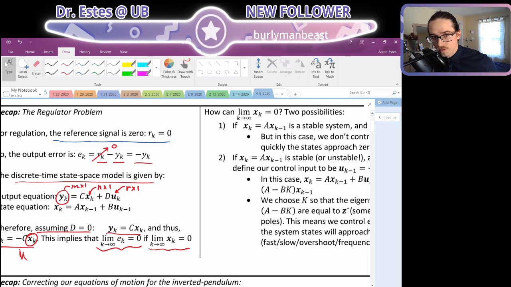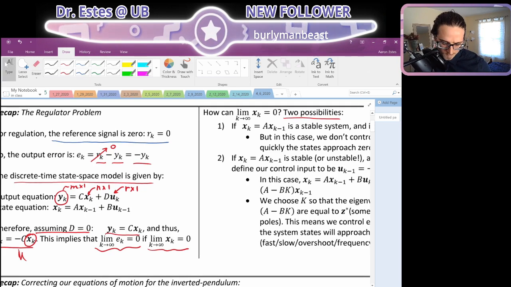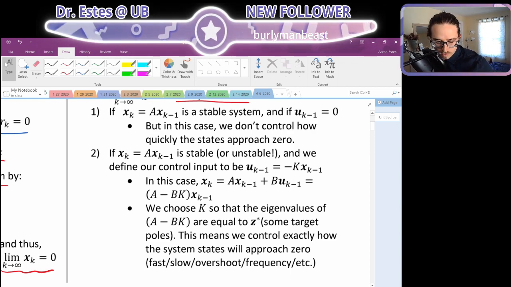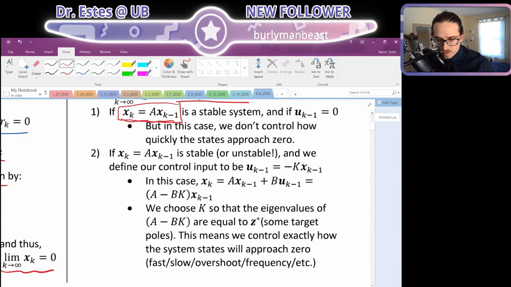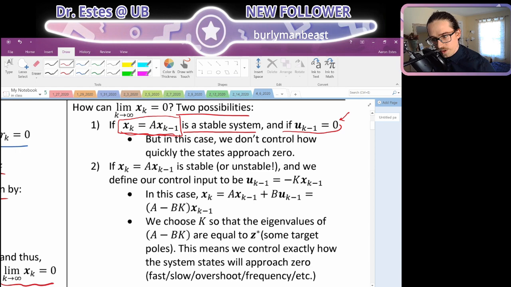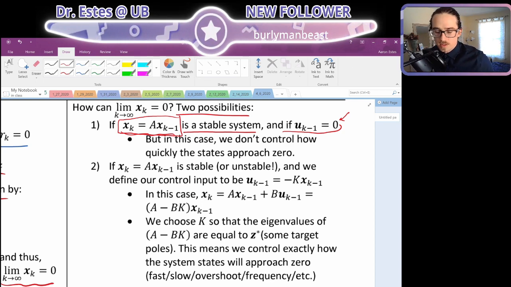Now here on the right, how can your states go to 0? Well, the way I see it, there are two possibilities. The first one: here I'm showing the homogeneous part of our state equation, so this doesn't have the effect of the input. If this is a stable system, and we don't even use a control input, if we say that's just going to be 0, we know a stable system, if you just let it go on its own, eventually goes to 0.